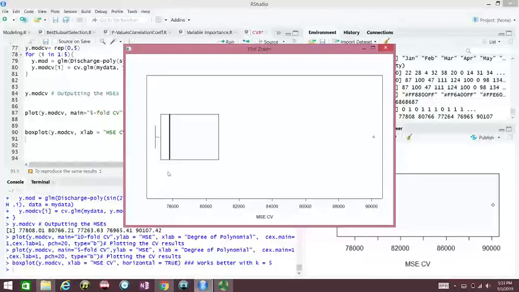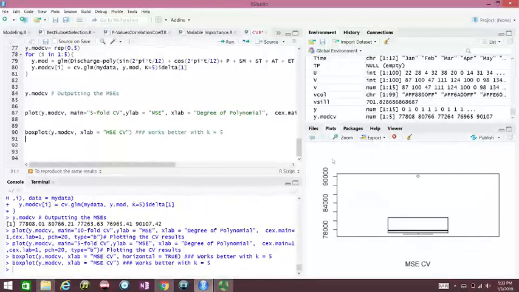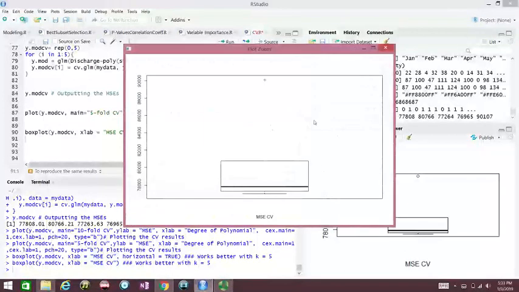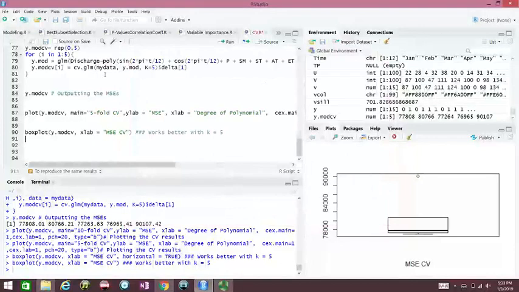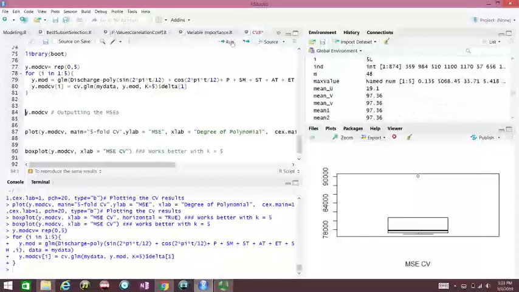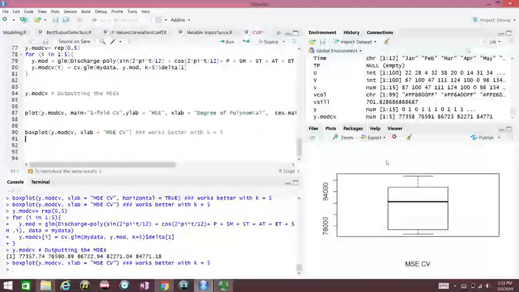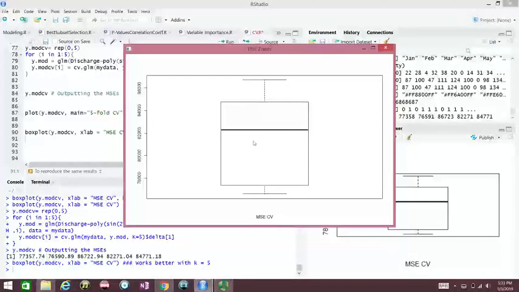And this is the mean squared error, the MSE for this model. This line should be greater than this. If you don't do that, let me take off the horizontal equal true. It's going to give us a vertical, so you have something vertical like this. Okay, let's run again the cross validation, and now let's go to box plot only. Okay, this gives us a better sight.